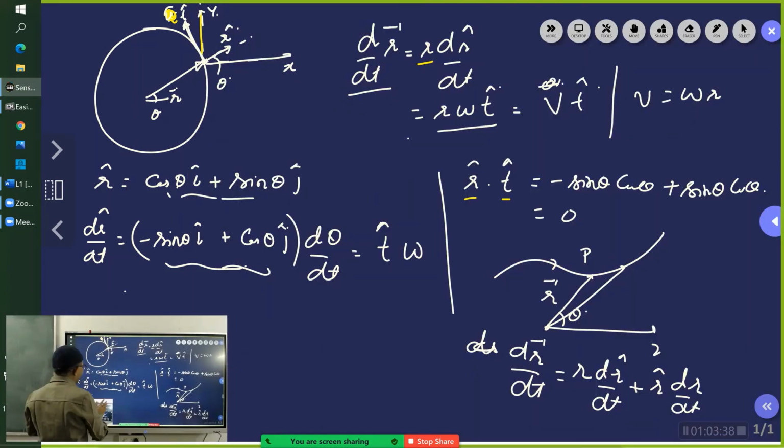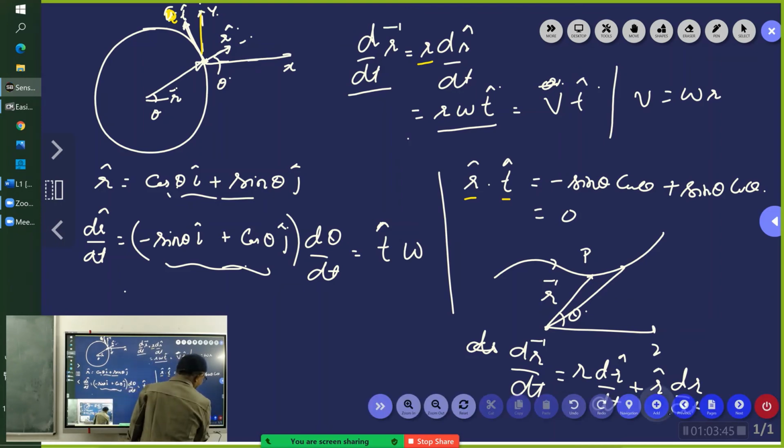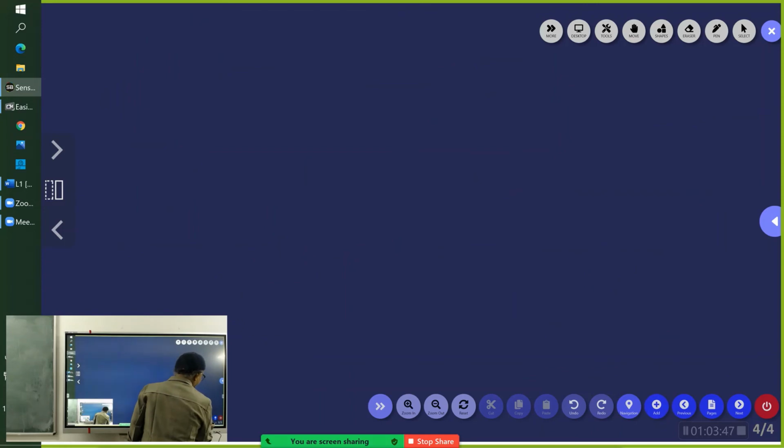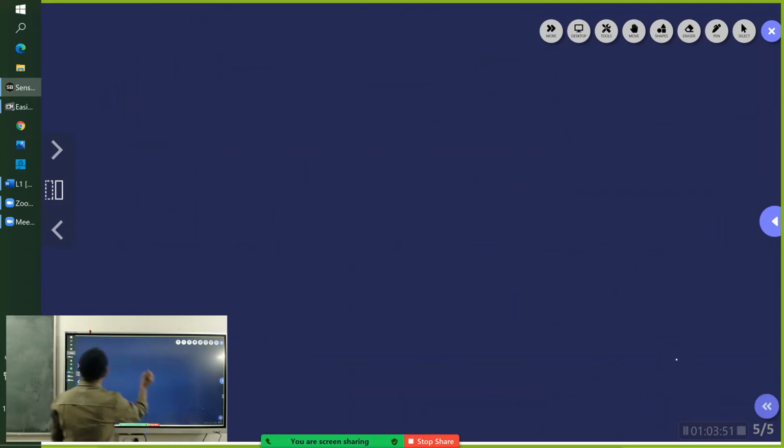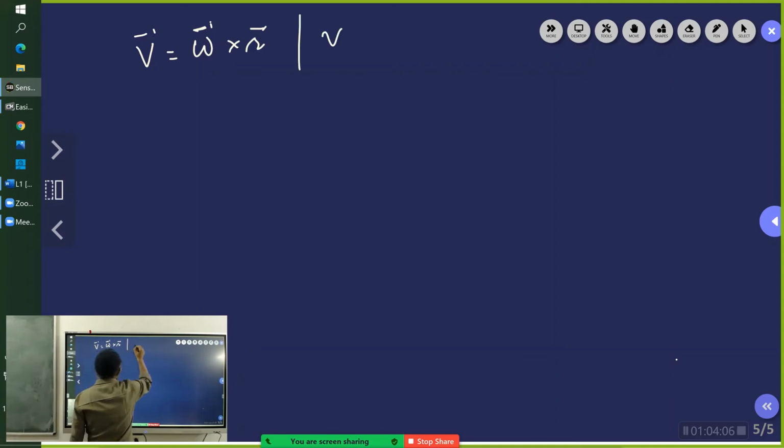We have discussed this. Omega is V by R. By the direction method, we can only take the directions, and magnitude-wise it won't match. See, we got here V bar is equal to omega bar cross R bar. Correct? Omega bar cross R bar is equal to V bar. This is what we proved.